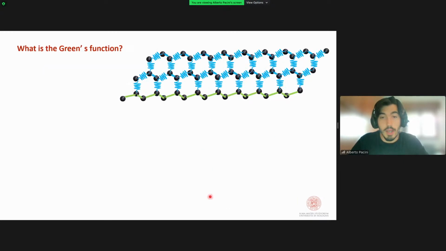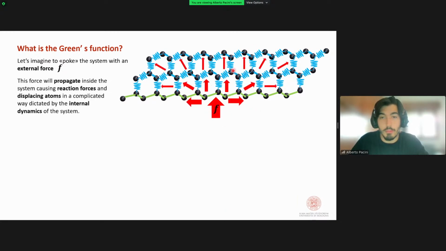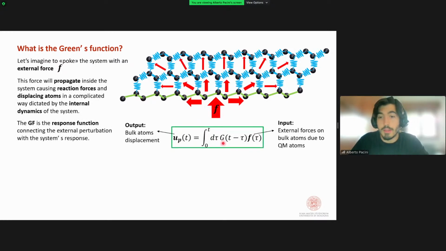Now, to intuitively understand what the Green's function is, let's imagine poking a system with an external force. This force will propagate inside the material and displace atoms in a complicated way. But this is governed by the internal dynamics of the system. And the Green's function can be seen as a response function which links the input, which in our case is the forces that the quantum mechanical atoms at the interface apply upon the bulk atoms, and the response, the output, which is the bulk atoms' displacement.